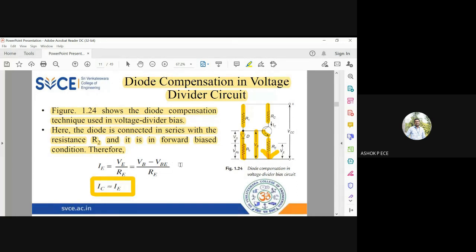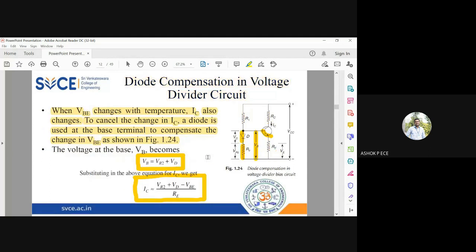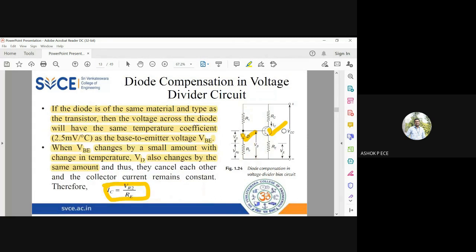So I write the expression for IE. I write IE is approximately equal to IC because the base current is very, very small. And then I write the final equation for IC. This equation is very, very important because we assume that the diode and transistor are made up of the same material. So both will have the same characteristics of variation in VBE. If the diode VBE is going to increase, transistor VBE is also going to increase. If the diode VBE is going to reduce, the transistor VBE is also going to reduce.